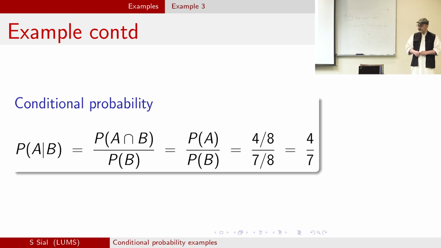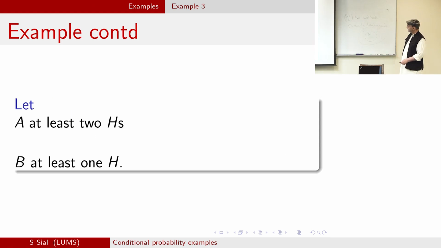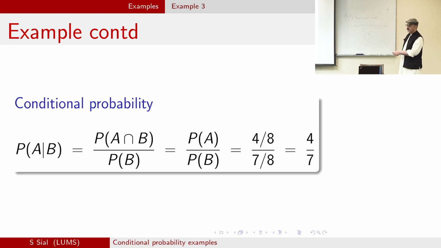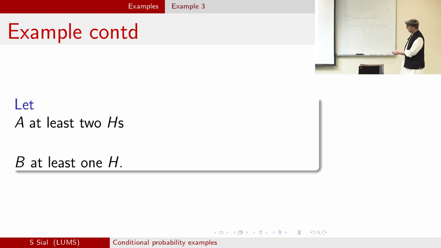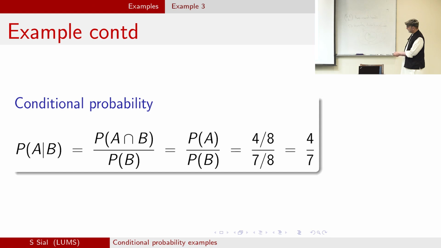Are B and A dependent? Yes, they will be dependent. So that's why you have this simplification here. The probability of A intersection B can be simplified as A. So that's the probability of A divided by the probability of B. How many outcomes have at least 2 H's? And out of the total number of outcomes, how many outcomes have at least 1 H?